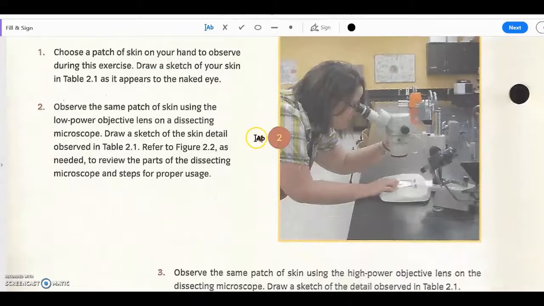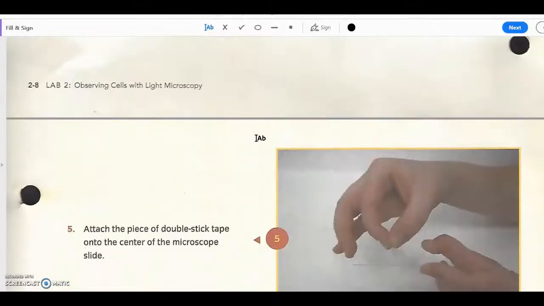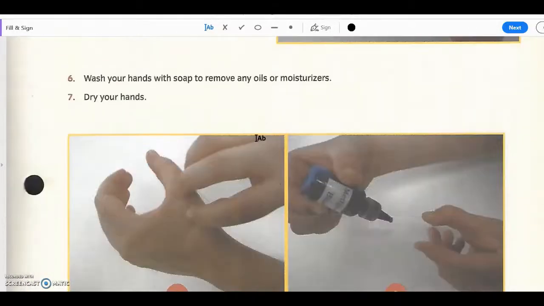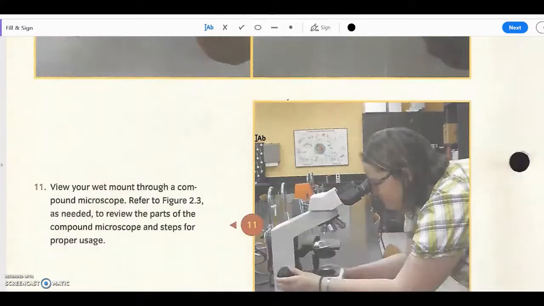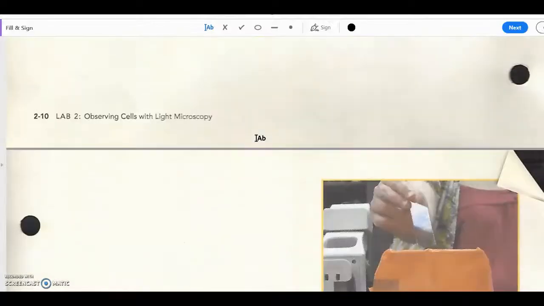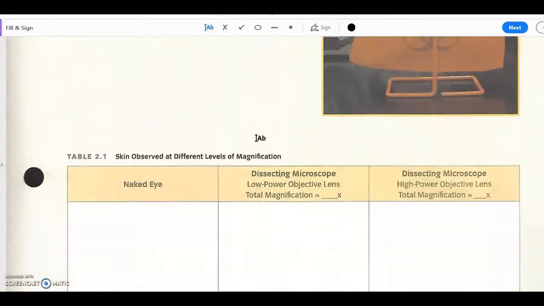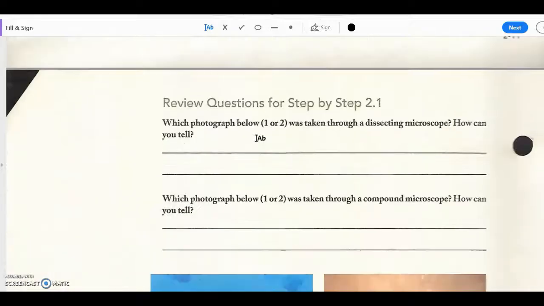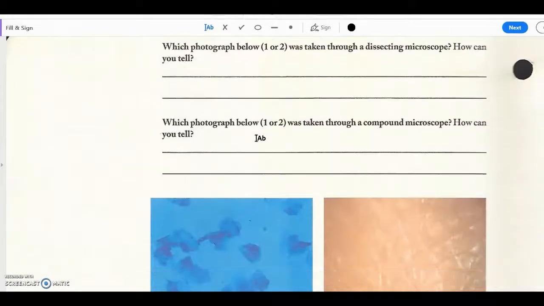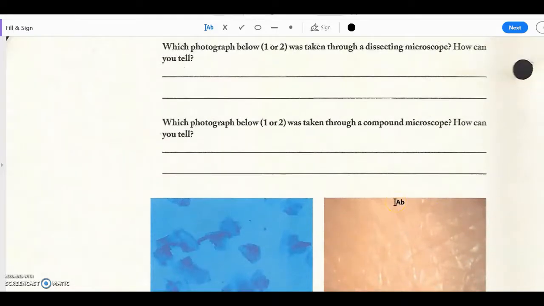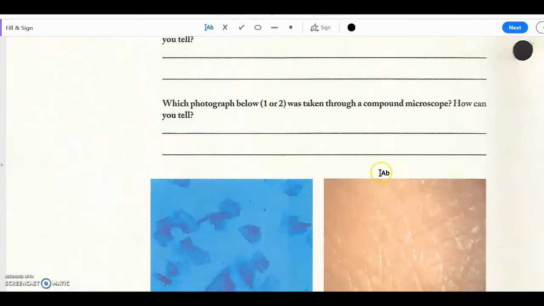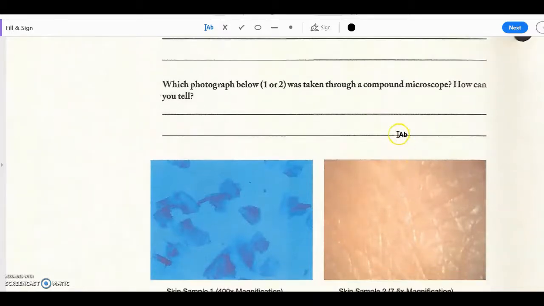Now, we can't obviously observe our skin with a light microscope, we don't have the opportunity to do so. But here are some images of the skin that is observed under the compound and the dissecting microscope. So, dissecting microscope, remember, really not great magnification, allows you to observe surfaces. So this is definitely a dissecting microscope. So you can tell it by lower magnification and less details.